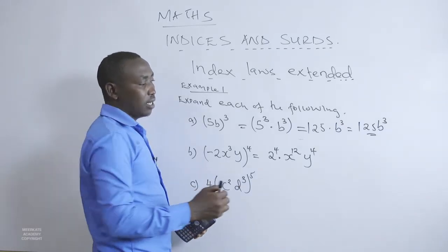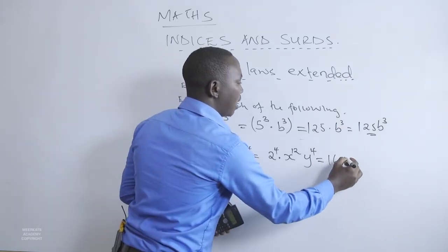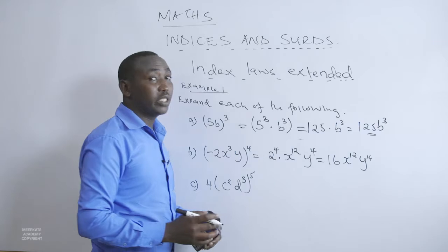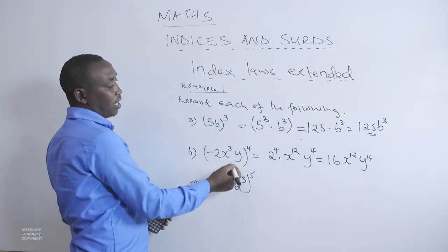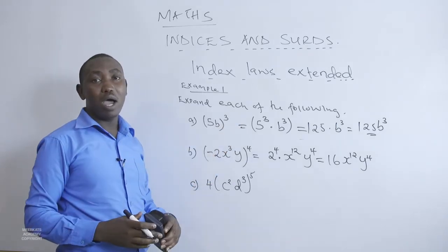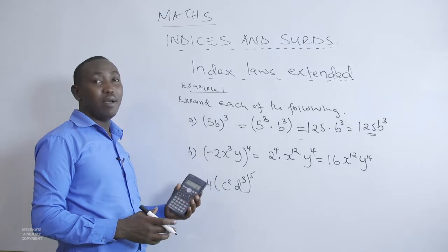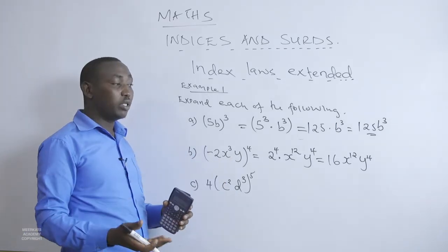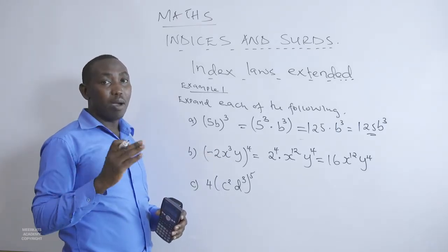You'll get 16. So this will give us 16, x raised to 12, y raised to the power of 4. So everything inside the bracket has been affected by the said power, which is 4. And we are clearly saying here that the negative sign is going to change to be positive because we are raising the whole of this number to a positive power.